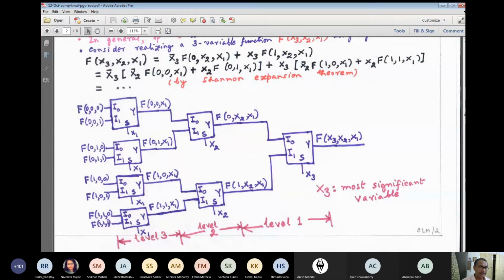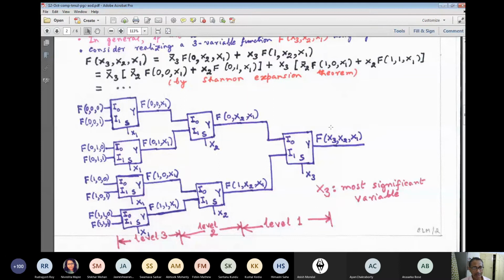multiplexers. Say 0, 0, x1 will be implemented by this 2 to 1 multiplexer. 0, 1, x1 will be implemented by this 2 to 1 multiplexer. And similarly, these two sub-expressions will be implemented by these two multiplexers. So finally, I require 4 plus 2 plus 1, that is 7 multiplexers.